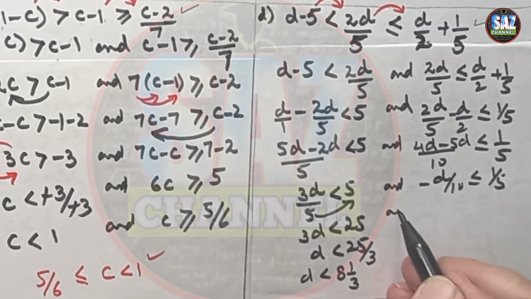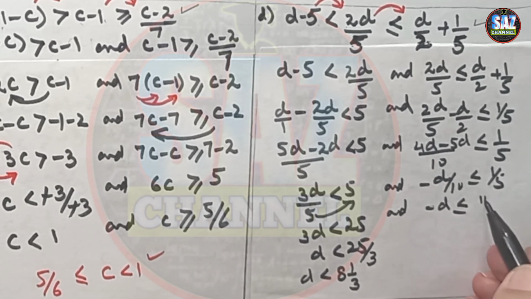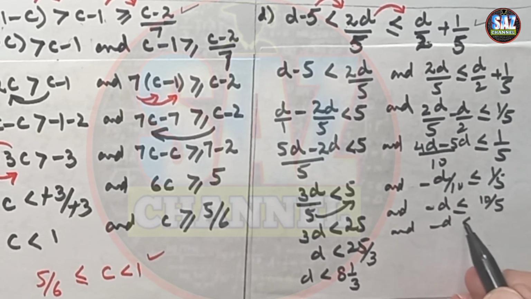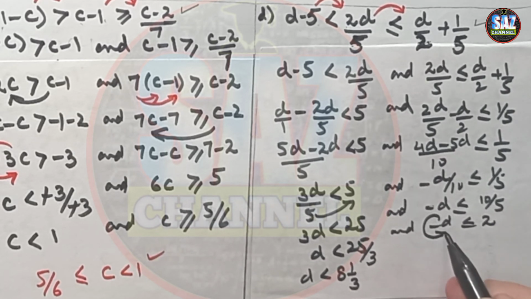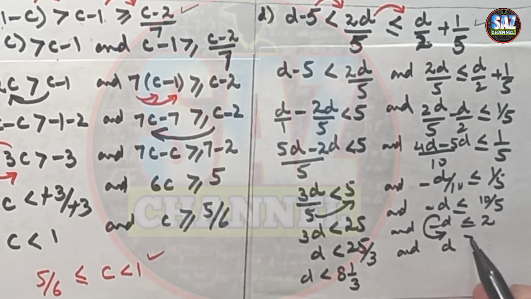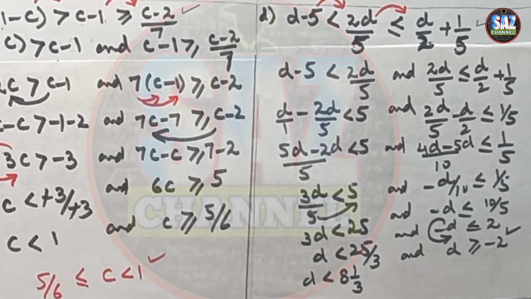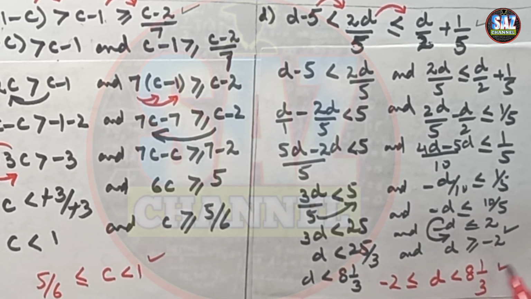Shift 10 to the other side. Minus d is less than or equal to 10 upon 5, and that will give me minus d is less than or equal to 2. And now I need to make the variable positive. Whenever I multiply the inequality by a minus sign, I have to reverse the direction. So d is greater than or equal to minus 2. So the range of values will be d is greater than or equal to minus 2 but less than 8 whole 1 by 3. I hope you are clear about this question.